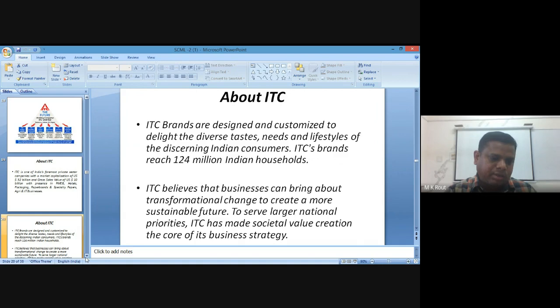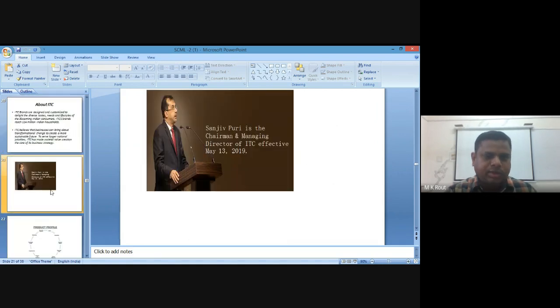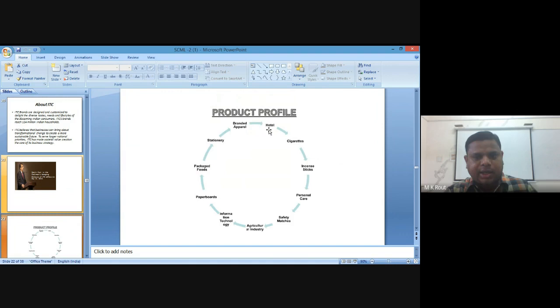Moving to the next one. So he is the founder or chairman, or you can say the managing director, Sanjeev Puri. And this is the product profile. As I told, in case of hotels, the next one is cigarettes, then incense sticks, then personal care, safety matches. So what is the brand of matchsticks, or what is the matchbox brand, especially belonging to ITC?